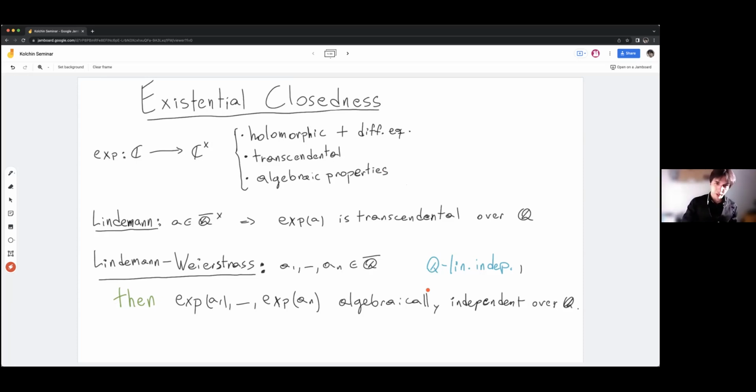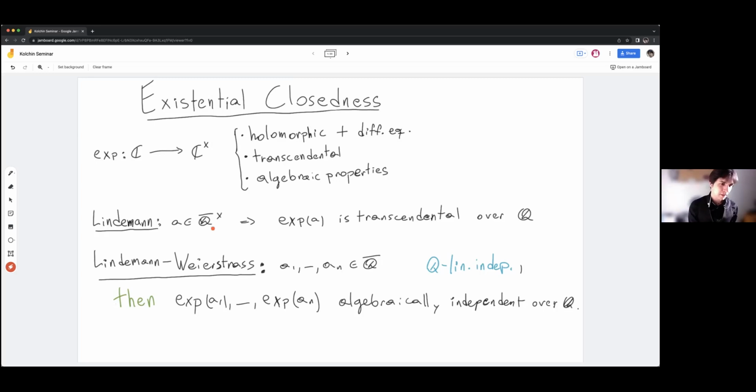Like, could I go and try to find all of them somehow? And well, I already mentioned one at the level of the function. So functionally speaking, this is a group homomorphism. But then you could also wonder about point to point. What are the algebraic properties of e^x? For example, could exponentiation take an algebraic number to another algebraic number?